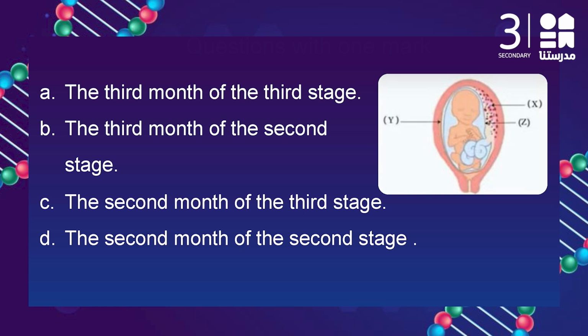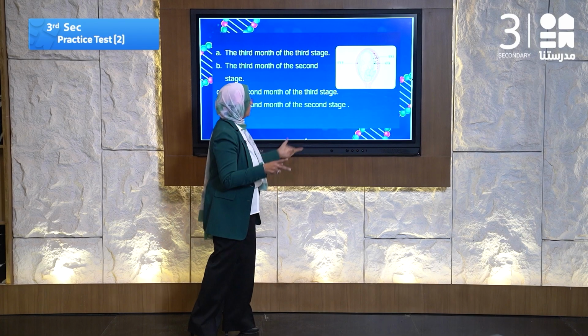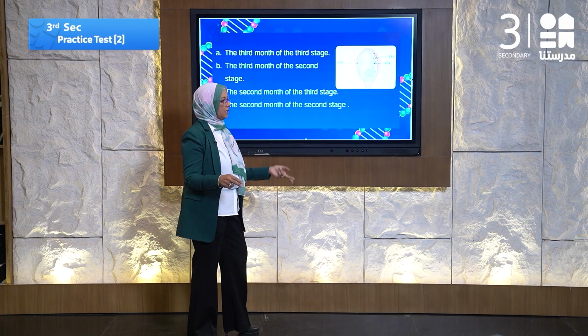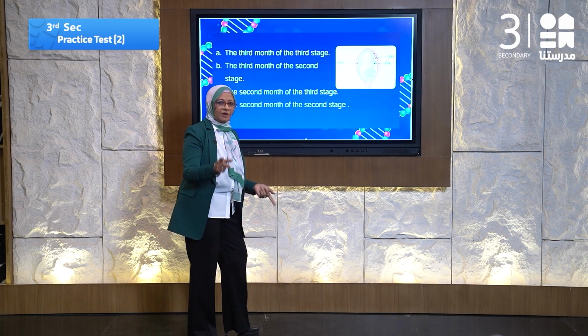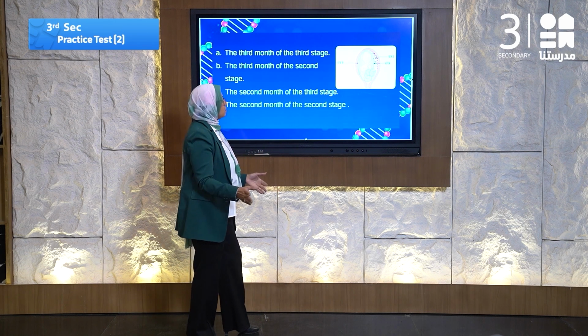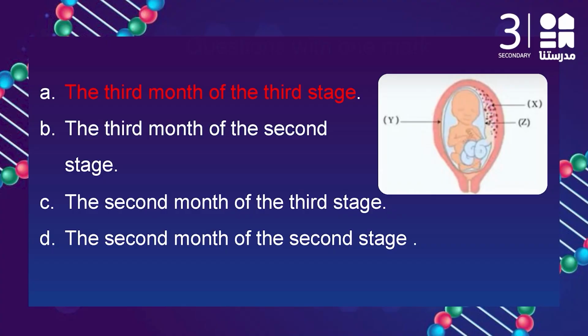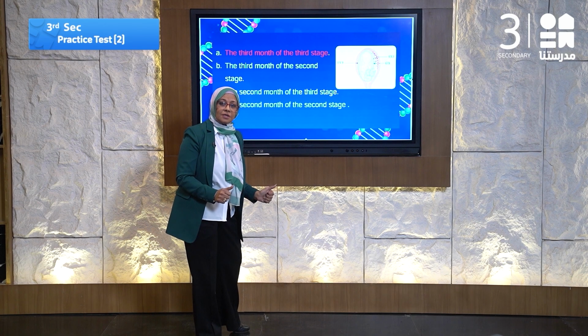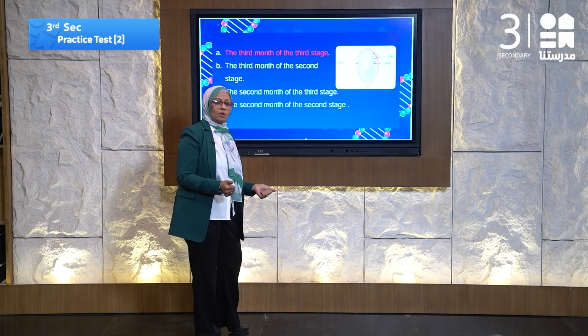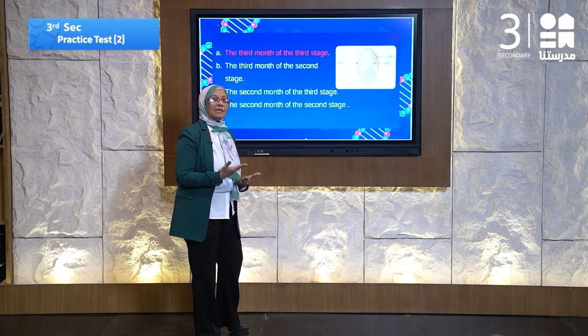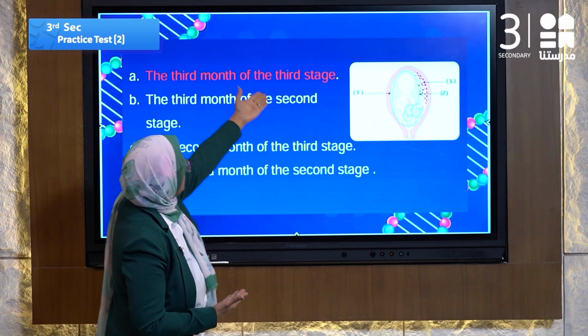3, 6, and 2, 8. No. D, the 2nd month of the 2nd stage. 3, 2, 5 months. No. Let's go to the answer. It will deliver at the 3rd month of the 3rd stage. Delivery after 9 months. After 9 months, the well-developed embryo will go out. 3 times 3 equals 9.